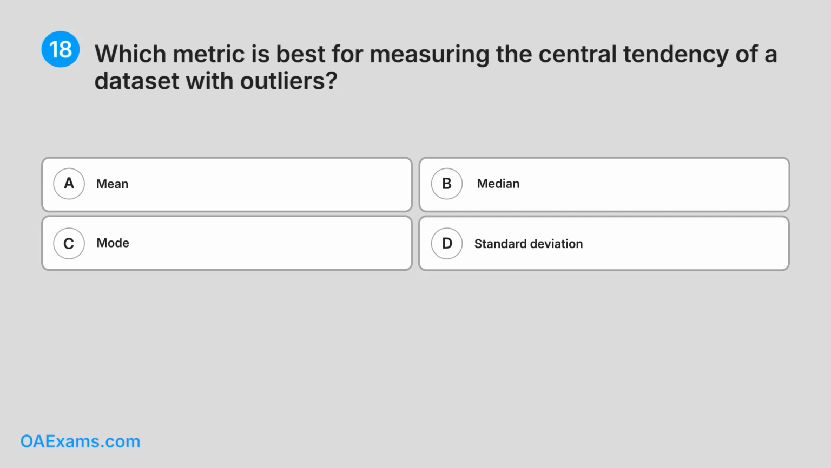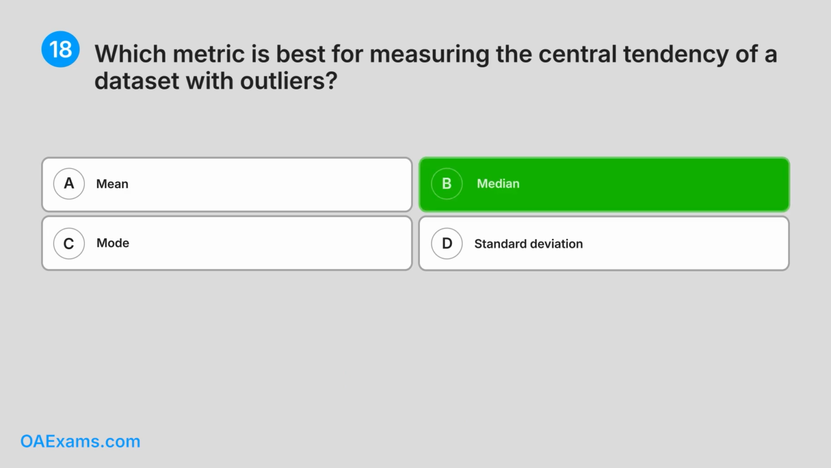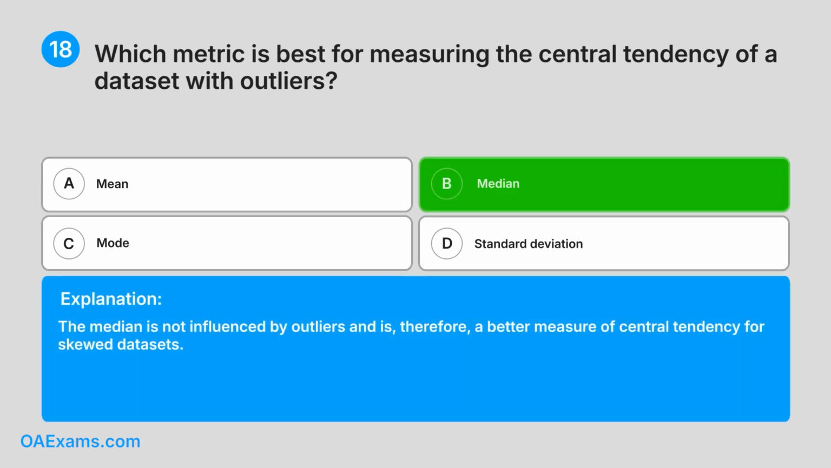A. Mean. B. Median. C. Mode. D. Standard deviation. Can you guess the answer? Correct answer. B. Median.